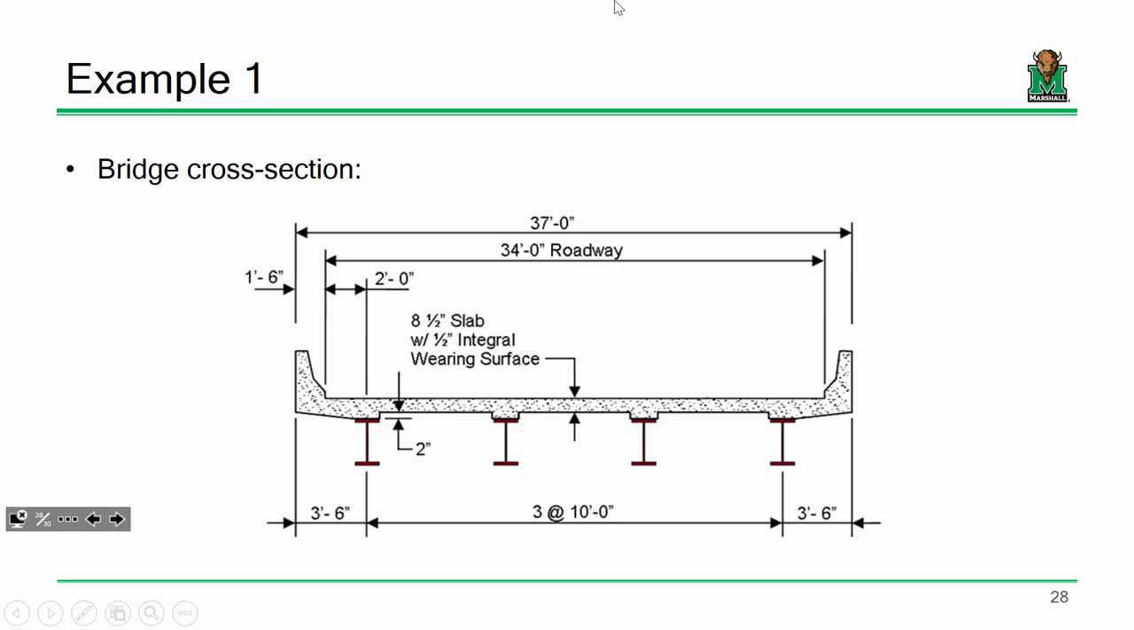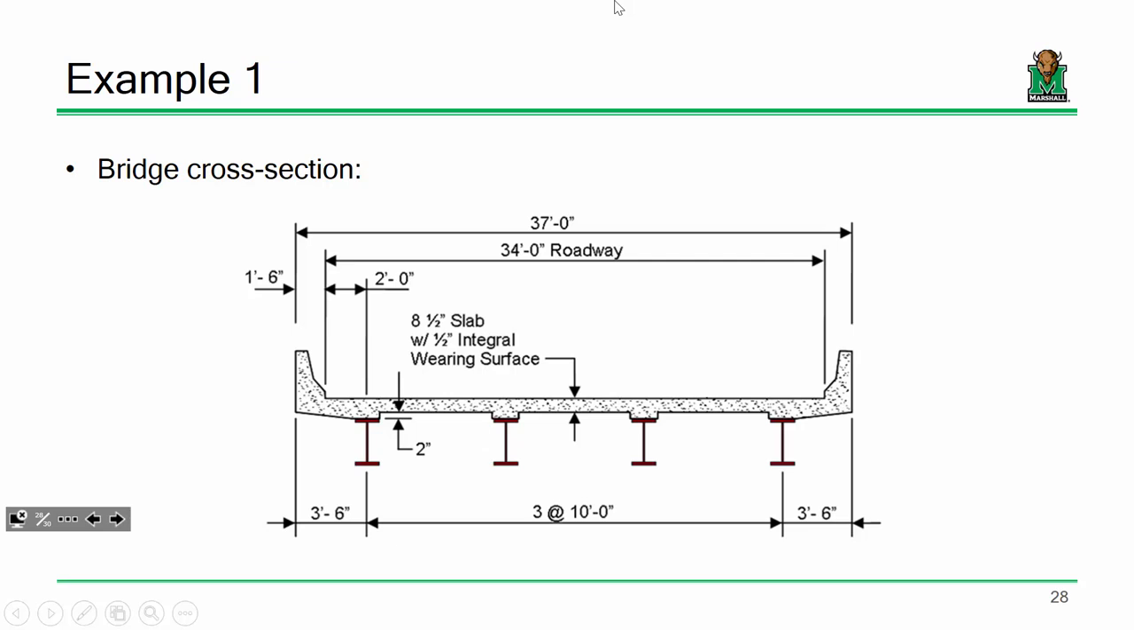So let's go through a couple things just to ensure we're all clear on the parameters. So we've got a bridge that has 4 beams. They're all spaced at 10 foot on center, so that's the center of the web on each beam that's 10 foot apart. The overhangs on each end are 3 foot 6 inches, so the overhangs from the center of the web to the edge of the slab, so that's 3 foot 6.